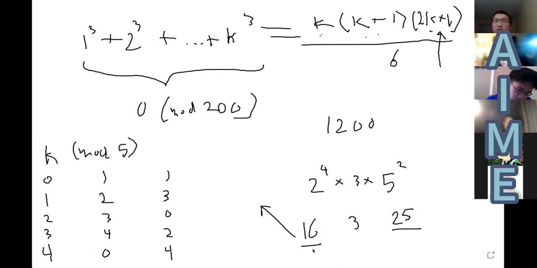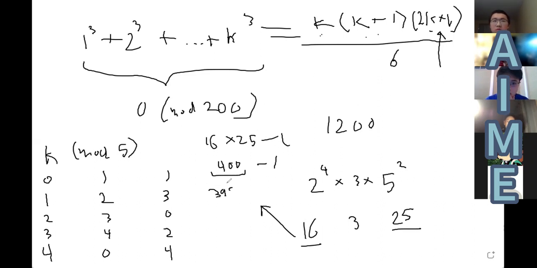So if the multiple of 16 and the multiple of 25 were together, then the smallest value would be 16 times 25 minus 1. If k plus 1 was 16 times 25, then k would be 1 less than that, and that would be 400. So 400 minus 1, 399, would work, but let's see if we can go smaller than that.